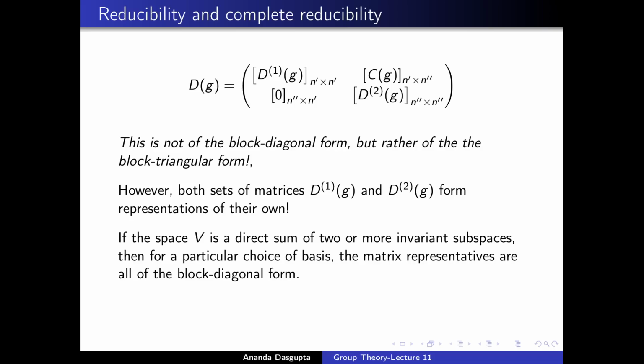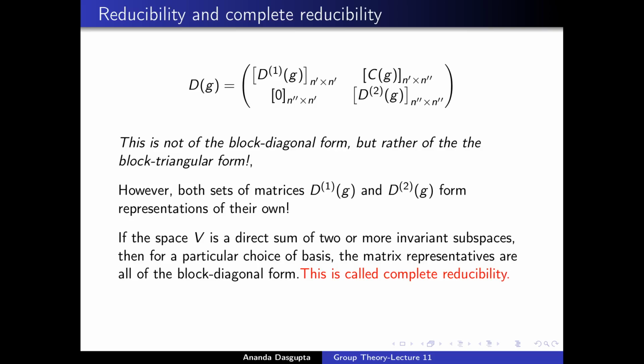then it stands to reason that not only will the lower block be filled with zeros, even the upper block will be filled with zeros, because vectors which span the other subspace, En prime plus 1, En prime plus 2, etc., will also only become linear combinations of themselves under the action of L of Gs. Now this is called complete reducibility, which is exactly what we have been talking about so far.